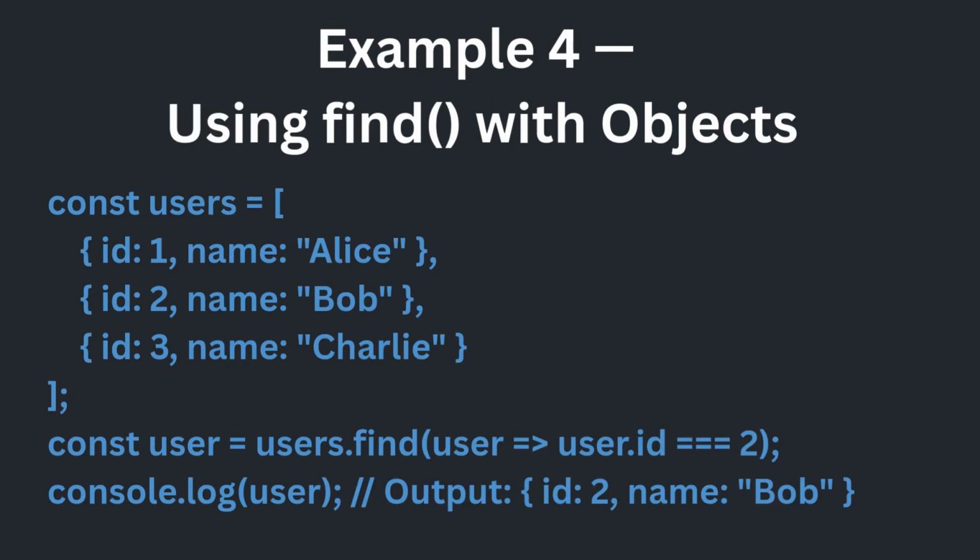Here, we use the find method to search through an array of objects. We want to find the user with the id of 2. The method returns the object {id: 2, name: 'Bob'}, which is the first match it finds.